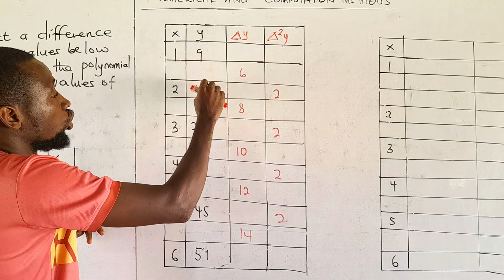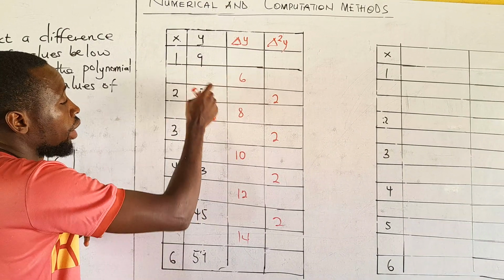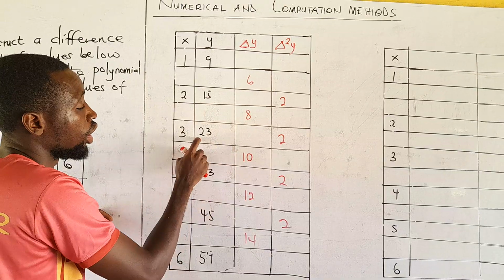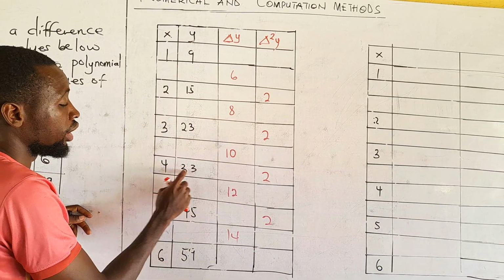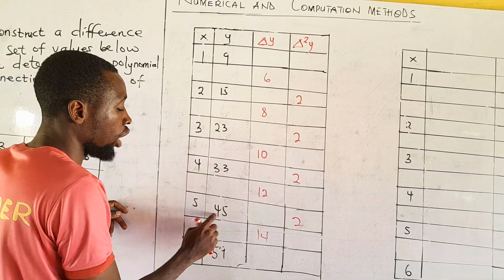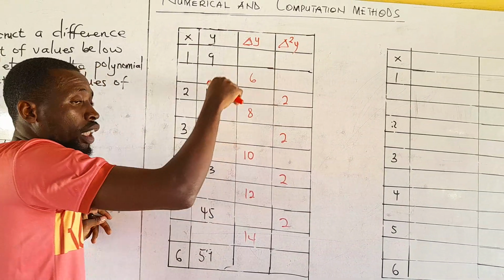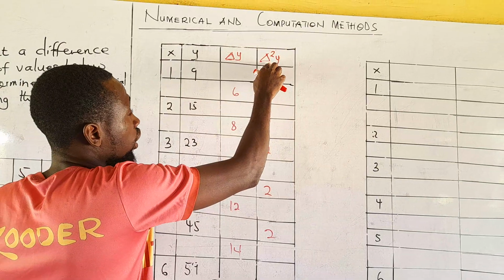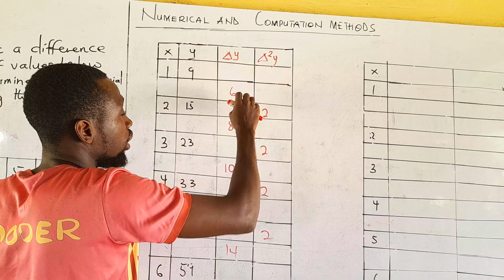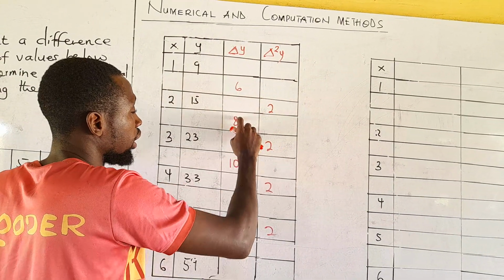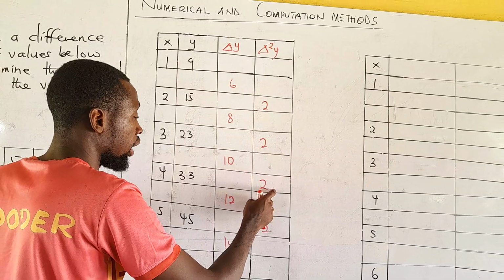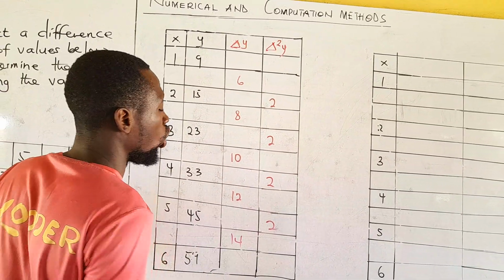So this is how we do it: 15 minus 9 is 6, 23 minus 15 is 8, 33 minus 23 is 10, 45 minus 33 is 12, and 59 minus 45 is 14. Since it's not constant, you go further to find the second difference. So the second difference, del square y, is 8 minus 6 is 2, 10 minus 8 is 2, 12 minus 10 is 2, and 14 minus 12 is 2.